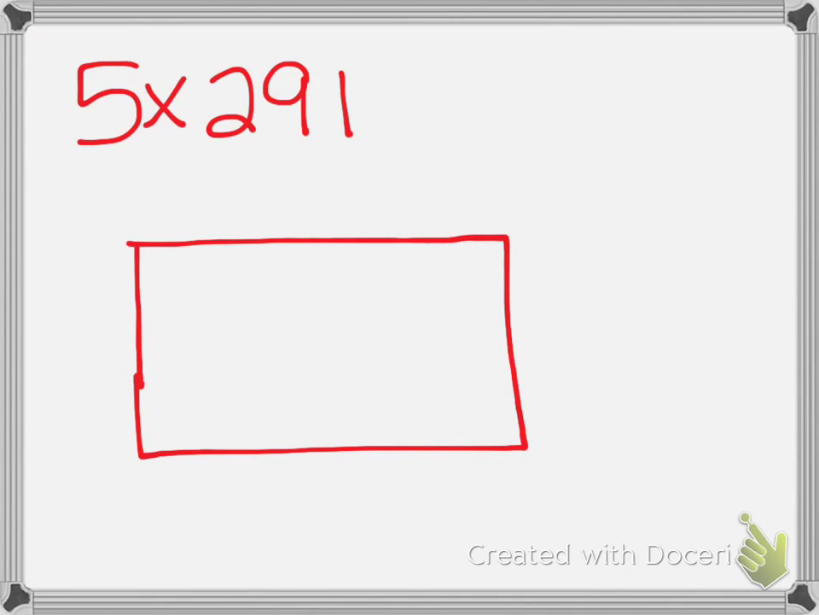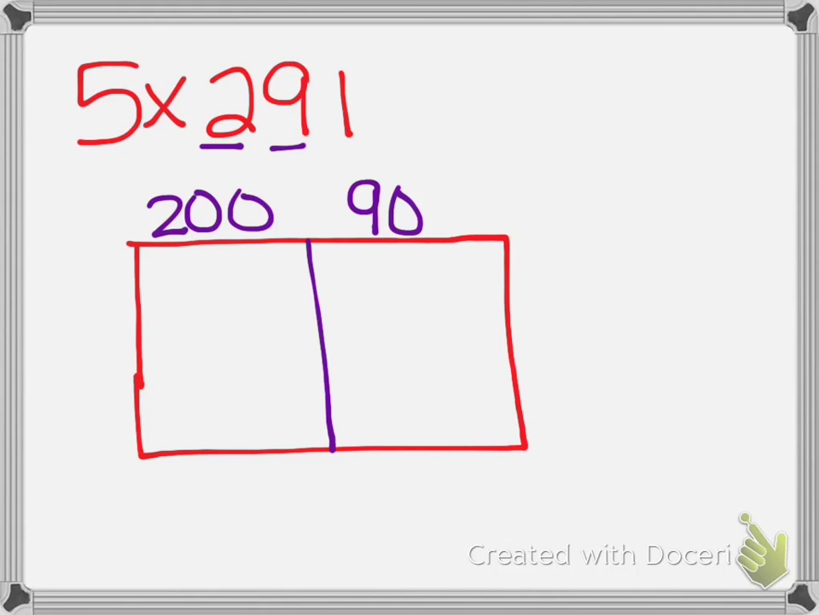Now, I've told them once they have figured out this method, they could do it for 2-digit times 2-digit, or even bigger numbers. So let's try 5 times 291. What's the 2 worth? 200. What's the 9 worth? 90. And what's the 1 worth? Just a 1. We're timesing that by 5.